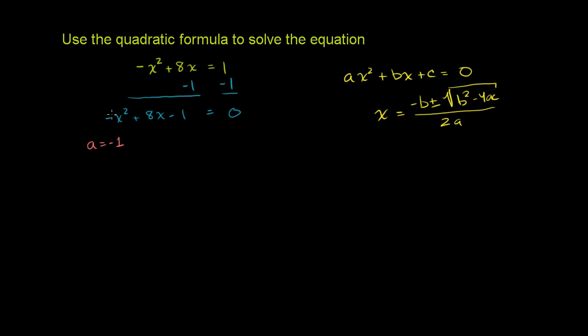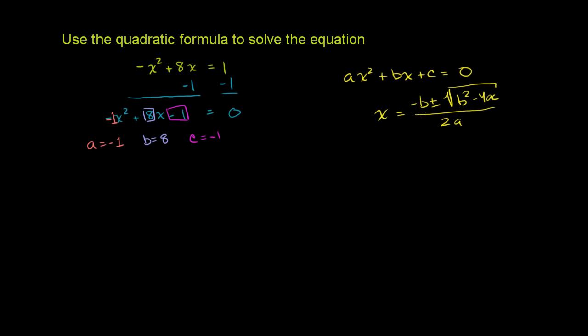It's implicit there. You could put a 1 here if you like, a negative 1. Negative x squared is the same thing as negative 1x squared. B is equal to 8. That's the 8 right there. And c is equal to negative 1. That's the negative 1 right there.